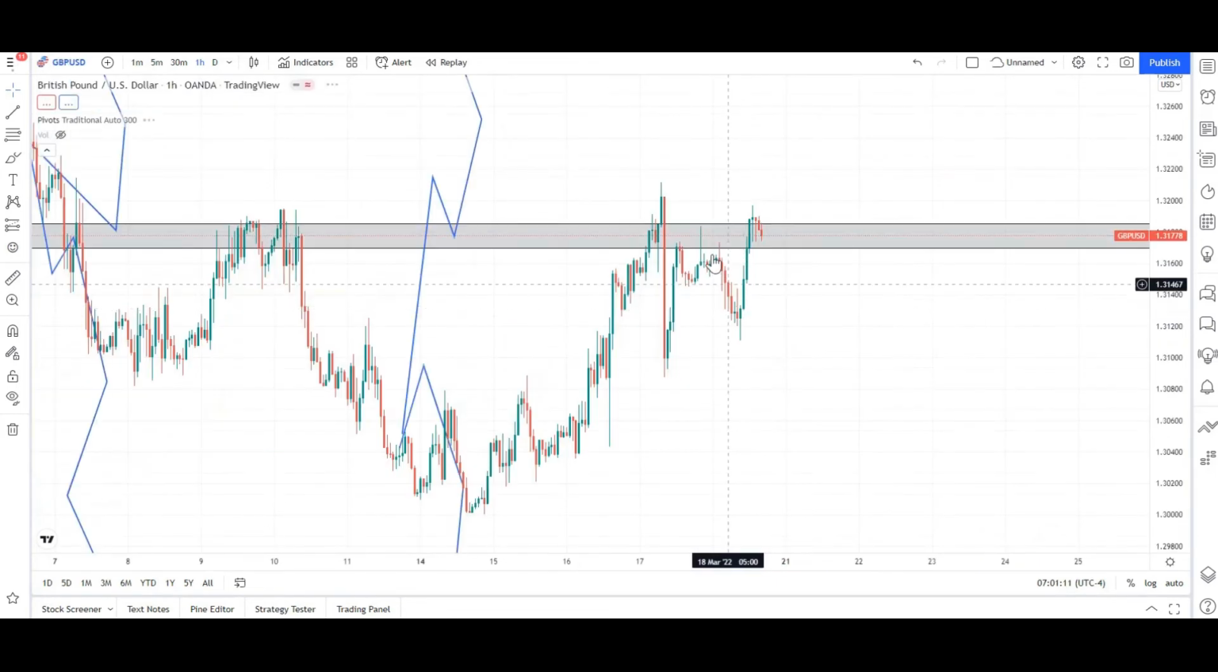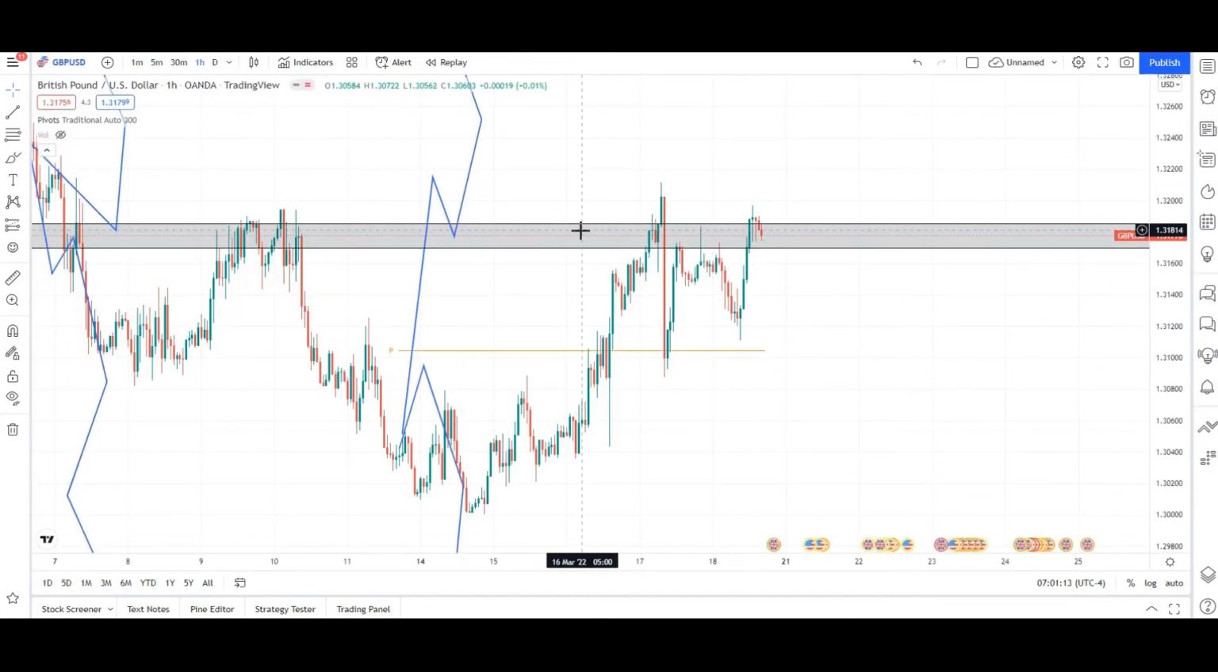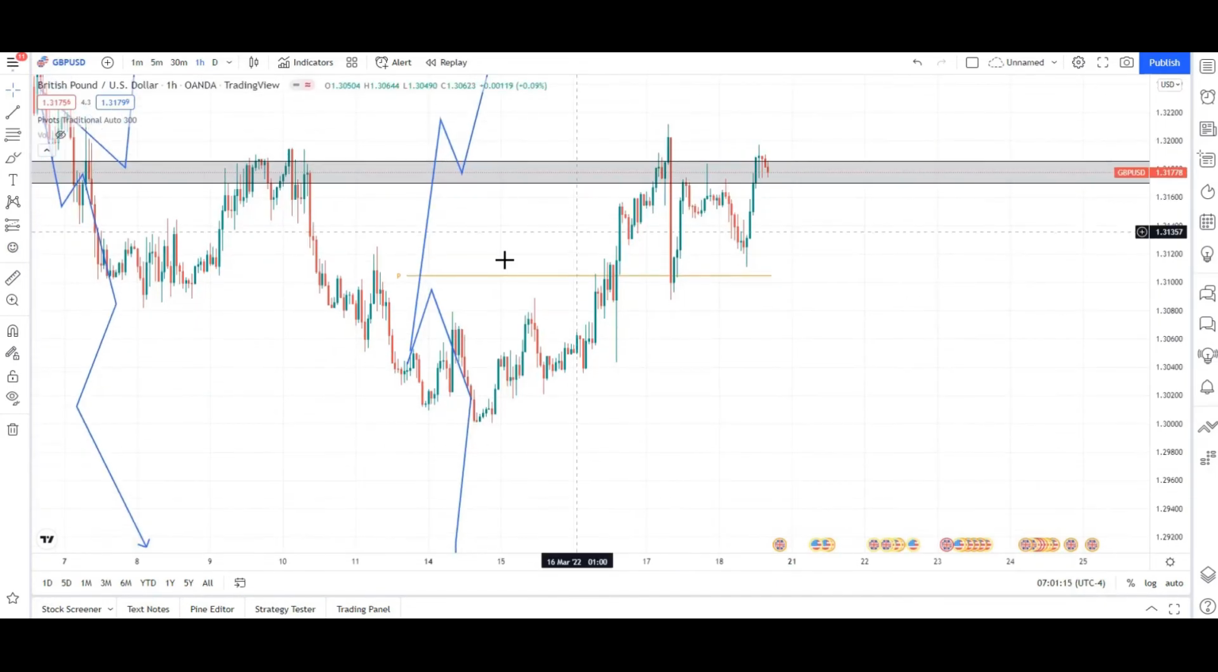Okay guys, we can see British pound versus US dollar. What we have discussed is that if it takes resistance, then only we can go for downside momentum. But what happened here, first time it took resistance, second time it took support, so it became so much volatile, so we have not traded.